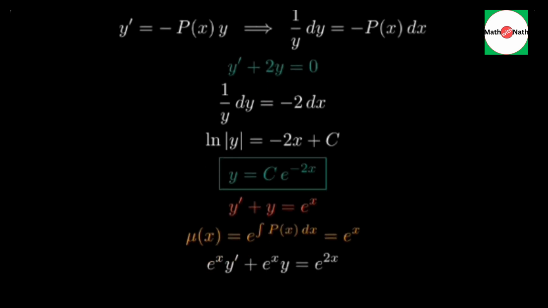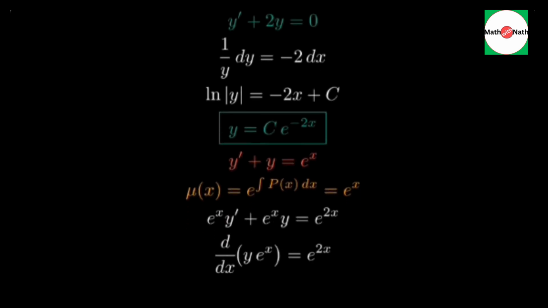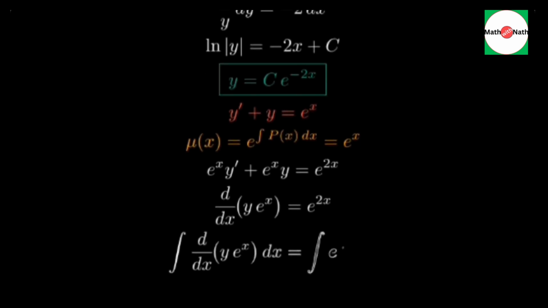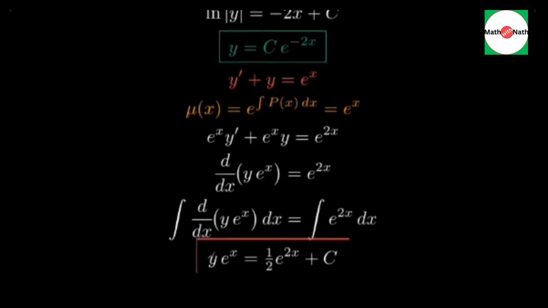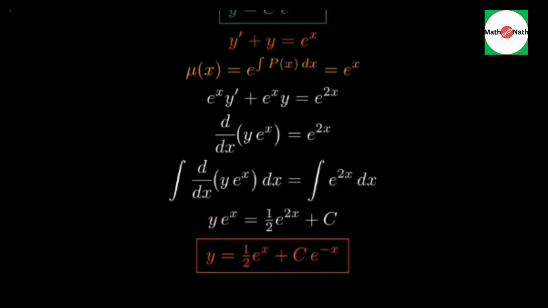e^x y' + e^x y = e^(2x). The left side becomes the derivative of y e^x. Now integrate both sides with respect to x. The integral of the derivative of y e^x equals the integral of e^(2x) dx. This gives y e^x = 1/2 e^(2x) + c. Finally, solve for y: y = 1/2 e^x + c e^(-x).